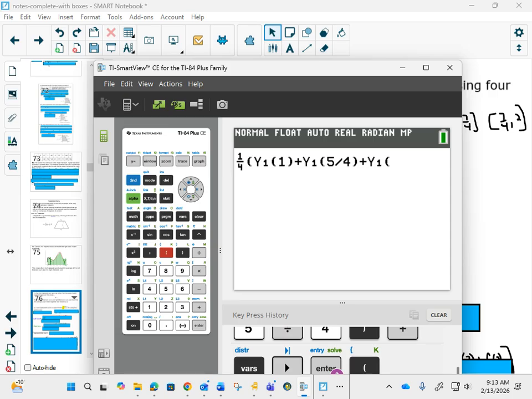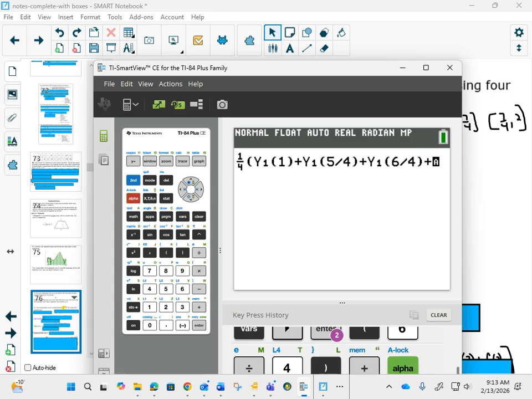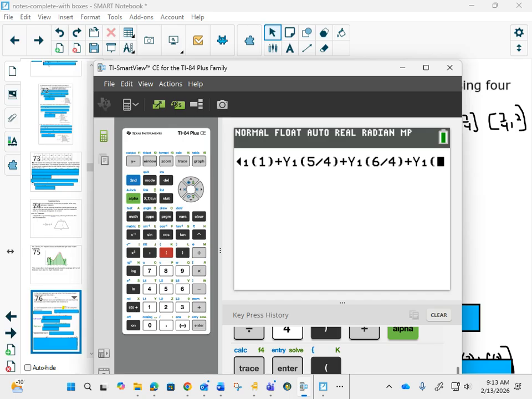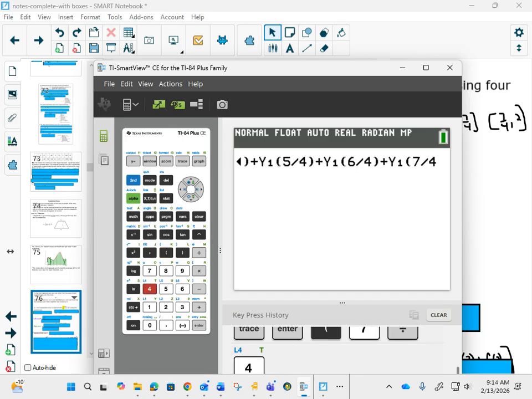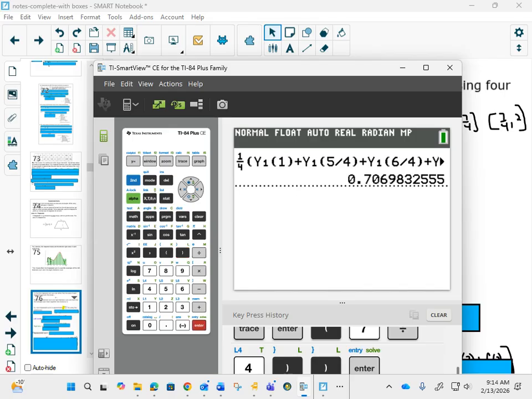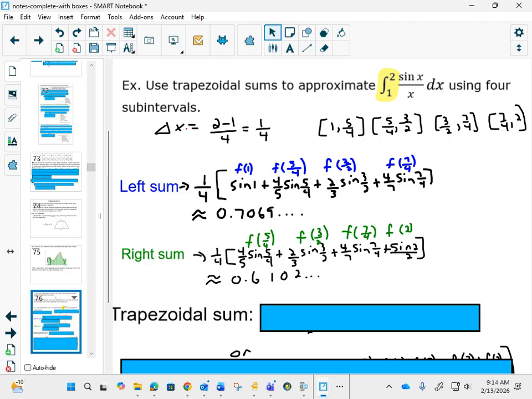Next one was 3/2 or 6/4. I like using 6/4 because then, and 7/4. So I just typed in function notation of this instead of having to type in everything for it because I plugged it into y1. Push enter and I get the 0.707. All right, always a little bit of nervous stuff, right? Here's a shortcut on your calculator. So that can be very nice that way.